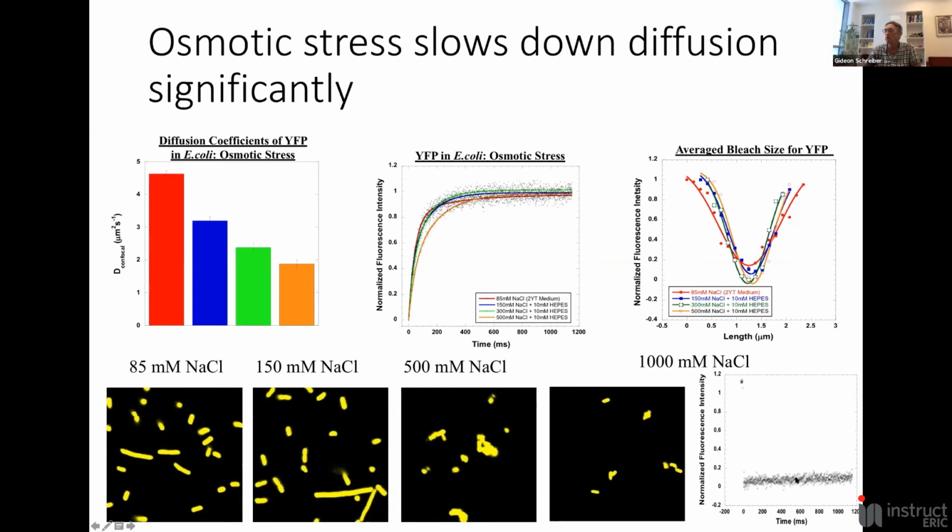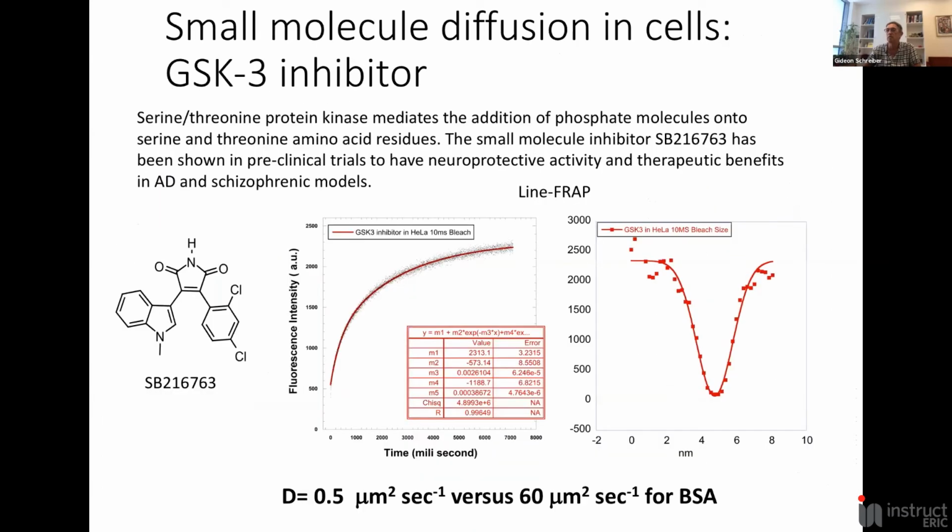It's interesting to see that when we increase it to 1000 millimolar salt, we don't get diffusion at all anymore here, and the reason is probably that the cells, and you see in this case, they really get very small. So it seems that the density is so high now at 1000 millimolar that we hardly get any diffusion at all anymore in the cell. So that's a nice biological thing that we can learn using our method.